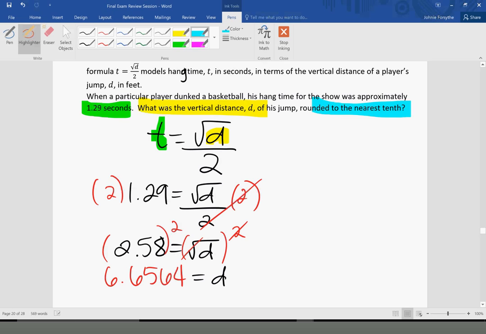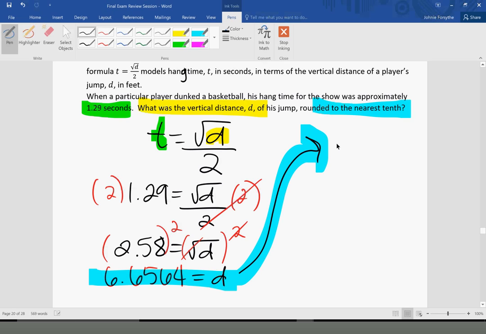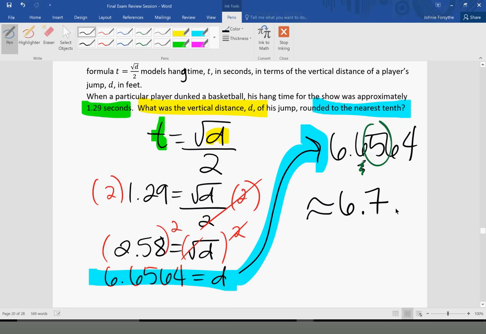That's important, guys. So we have 6.6564. The nearest tenth is right here. So we're going to look at the number to the right. If that number is 0 through 4, we're going to keep that 6 the same. If the number circled is from 5 to 9, we're going to round that 6 up. So since this is a 5, we're going to round this to 6.7 feet. So that is your final answer.